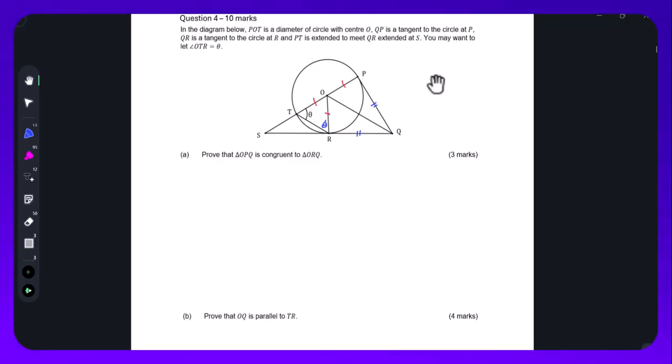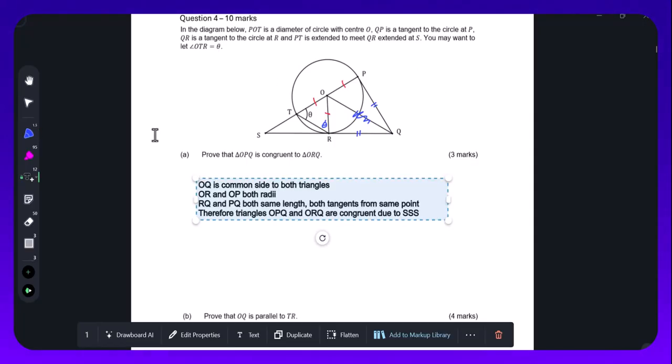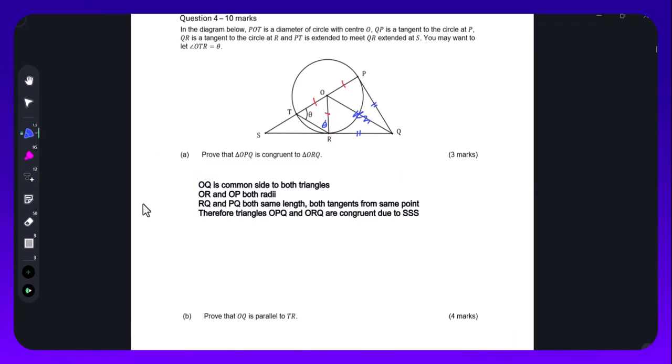You should be able to see that OQ is going to be common to both triangles. You should be able to see that RQ and PQ are the same, and OP and OR are the same. So it's just going to be side, side, side. So I'll just pause to write all that in. And now we're back. I've just written that in. And yeah, that should be all that you'd need to do for that question.